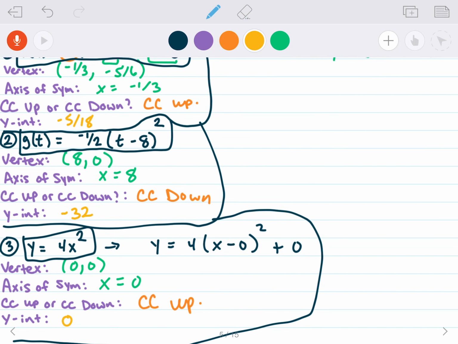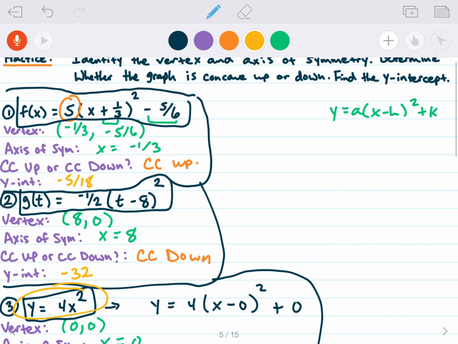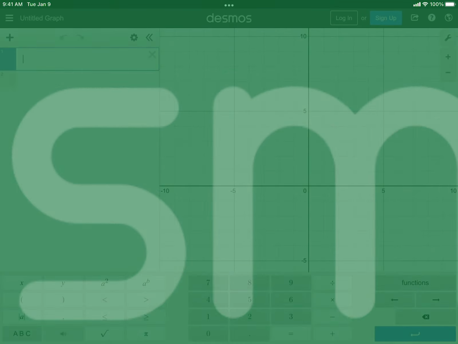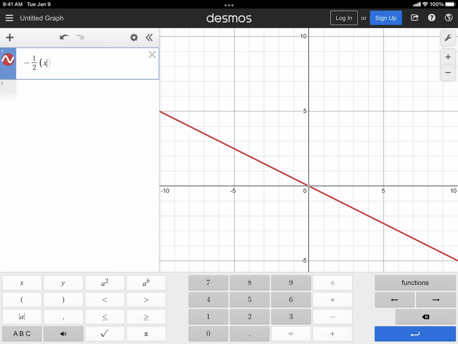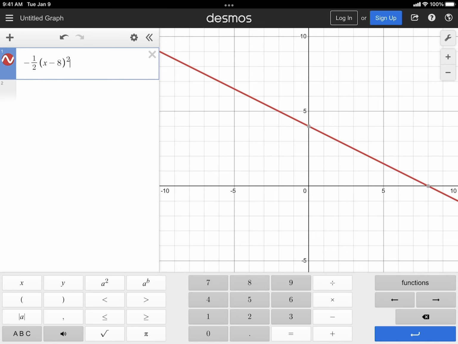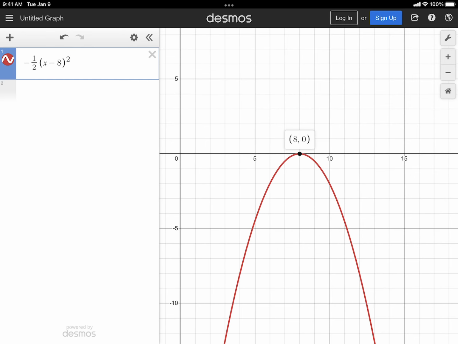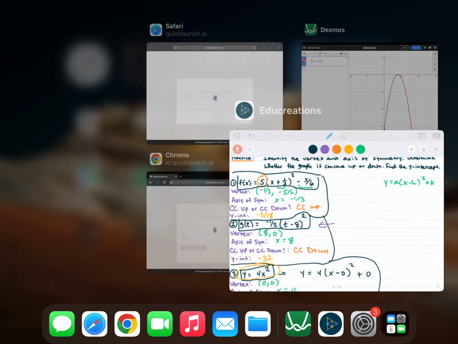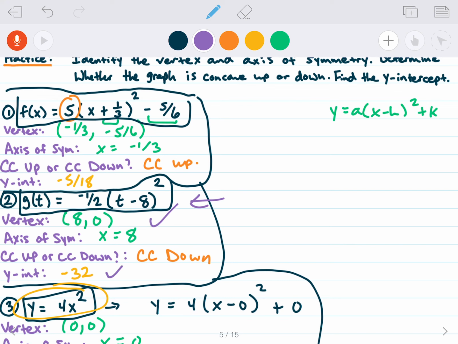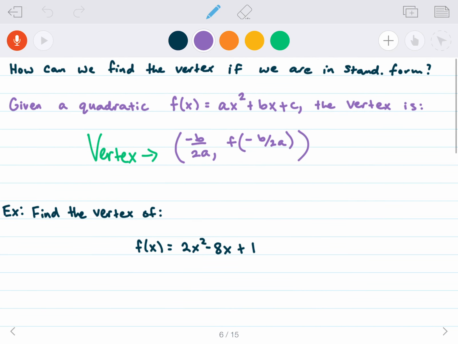Maybe I'll do one just to show you guys. Y equals 4x squared. Or actually, let's do this one. -1/2 x minus 8 squared. So let's see. -1/2, and then in parentheses x minus 8, and then we're going to square that thing. All right, so we can see that the vertex, the highest point of this, is (8, 0), which we got. The y-intercept, we have to zoom out and press that. So that's (0, -32). And that's what we got here. So yeah, you should check out Desmos to verify these things.